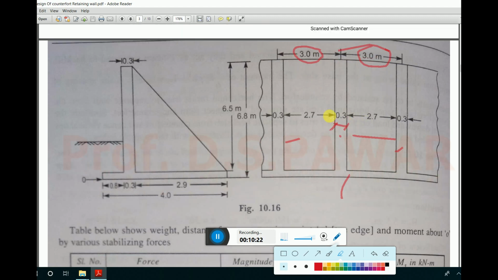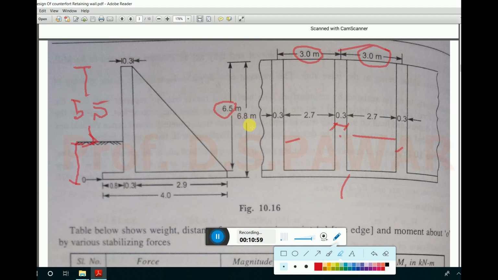And here you can see the total height of counterfort is 6.8 meter. The depth below ground we have calculated as Ym, and this they have given as 5.5 meter, that is the height of retaining wall above ground. So total height is 6.8. If you subtract the thickness of heel slab here, the net effective height of counterfort will be 6.5 meter.